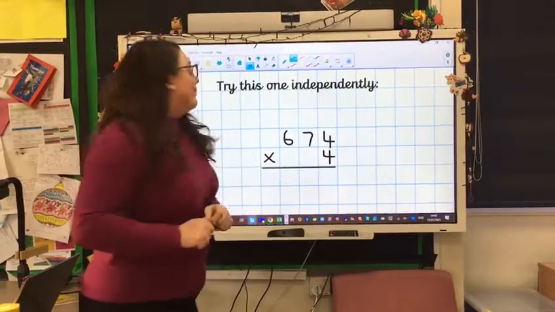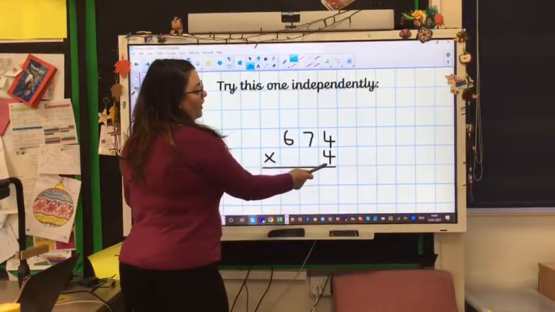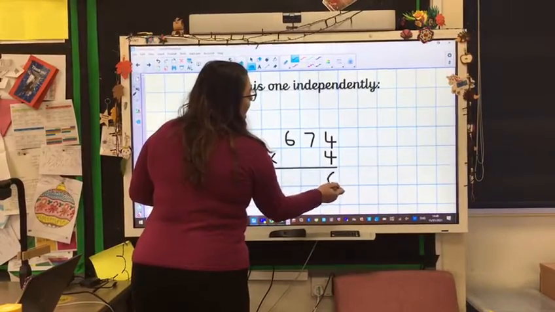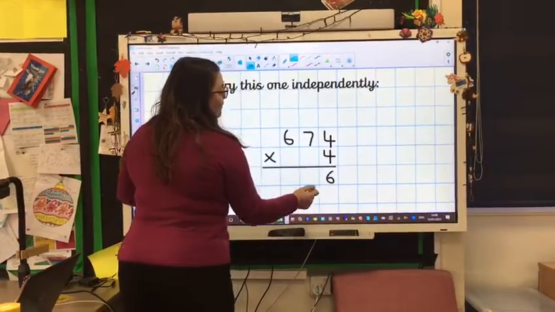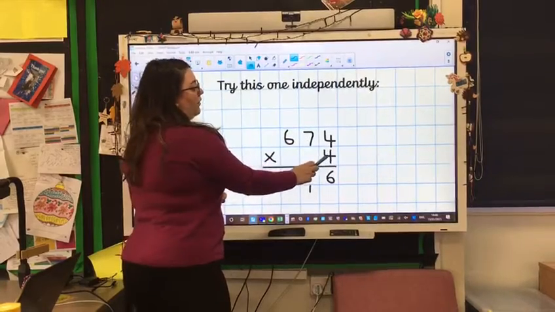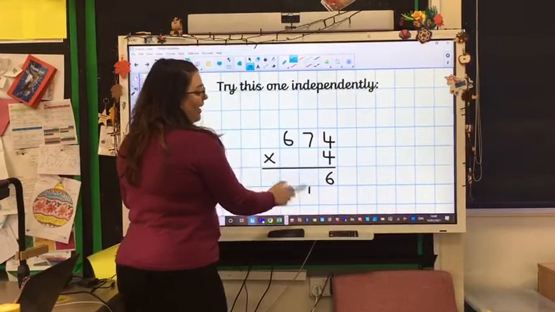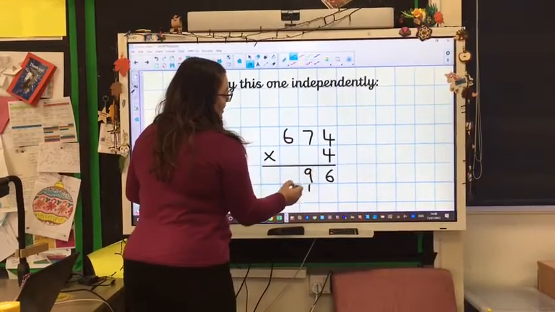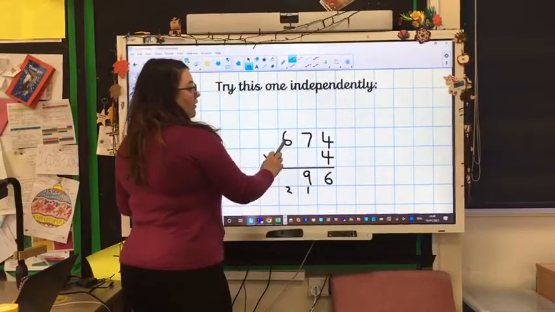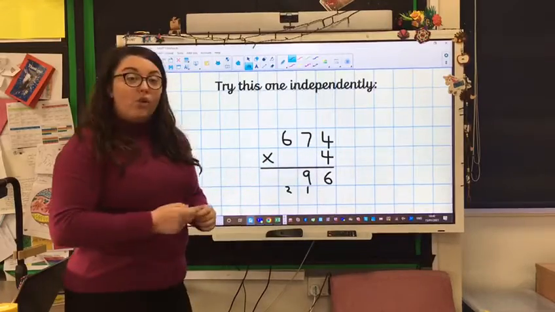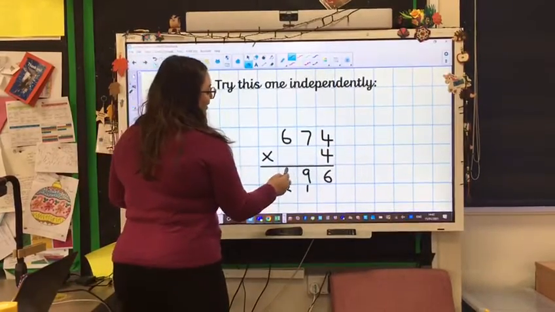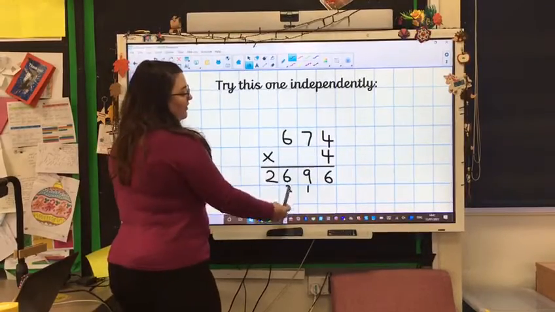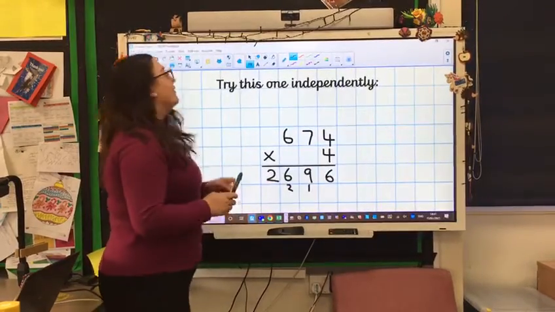Okay, let's see how you got on. So, 4 times 4 we know is 16. So put our 6, carry over our 1. 7 times 4 is 28. Add the 1 is 29. 9, carry over our 2. 6 times 4 is 24. Add the 2 is 26. So our answer is 2,696.